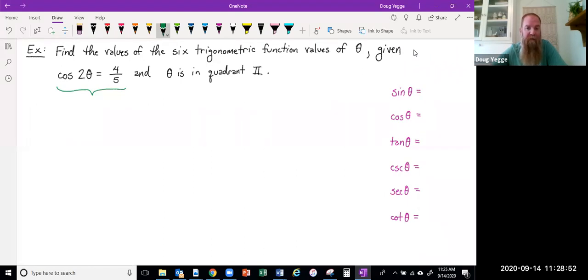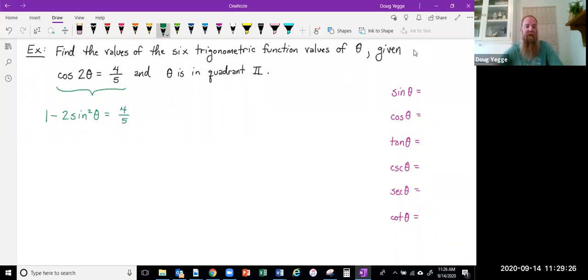Well, remember, we have a few different formulas for cosine of 2 theta, right? We've got cosine squared theta minus sine squared theta. So we could set that equal to 4/5 and try to find cosine or sine. The problem with that is I've got two unknown trigonometric functions in that. So that's probably not the best form to use. Instead, why don't we use one of the other two, which is 1 minus 2 sine squared theta, for instance, and realize that that must be equal to 4/5.